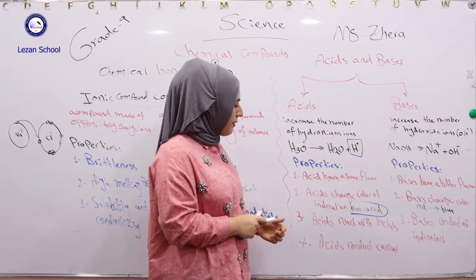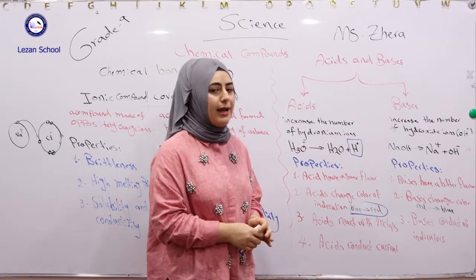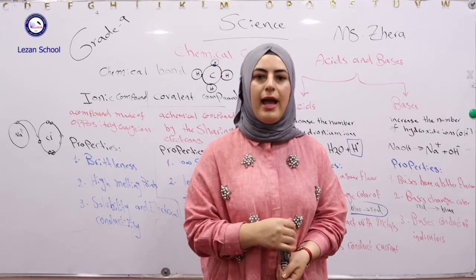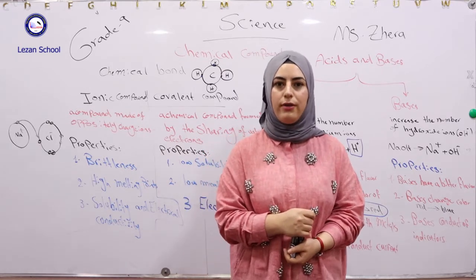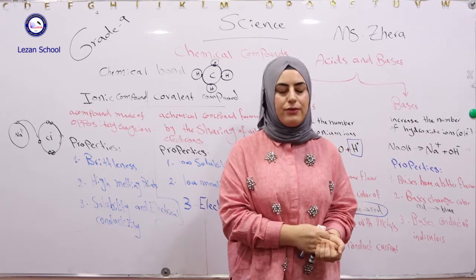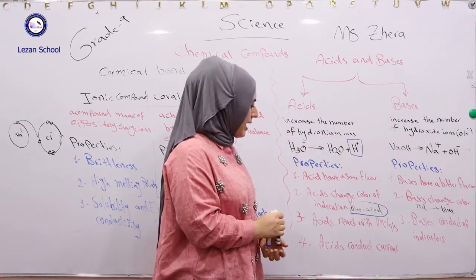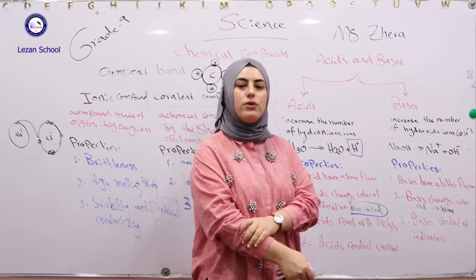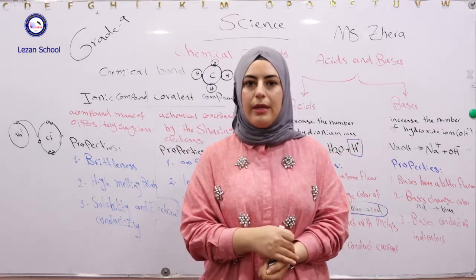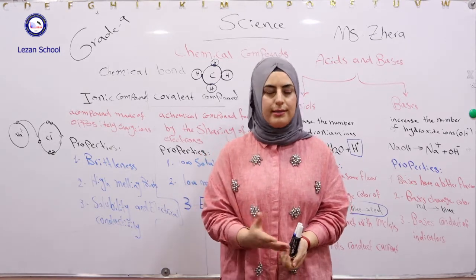This point is very important: litmus paper changes from blue to red in an acid. Number three, acids react with metals. Acids have the ability to react with metals, for example producing hydrogen. For example, hydrochloric acid reacts with zinc and the result is hydrogen. Number four, acids conduct current. Acids also dissolve in the water and can conduct current easily.